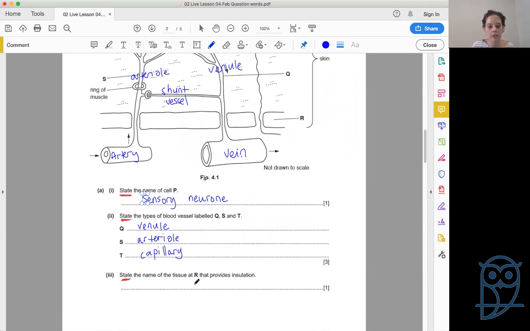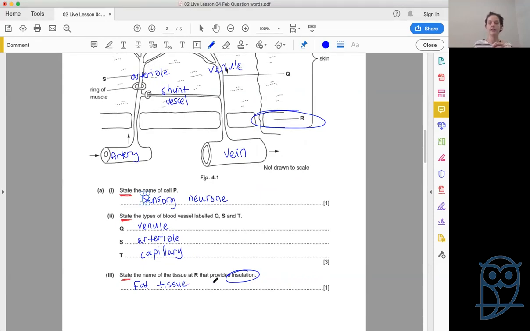State the name of the tissue at R that provides insulation. You've got 2 clues here. One clue is the location, and the other clue, they've given you the function. Here's the location of R: it's this layer here. Providing insulation, well, that has to be our fat tissue.